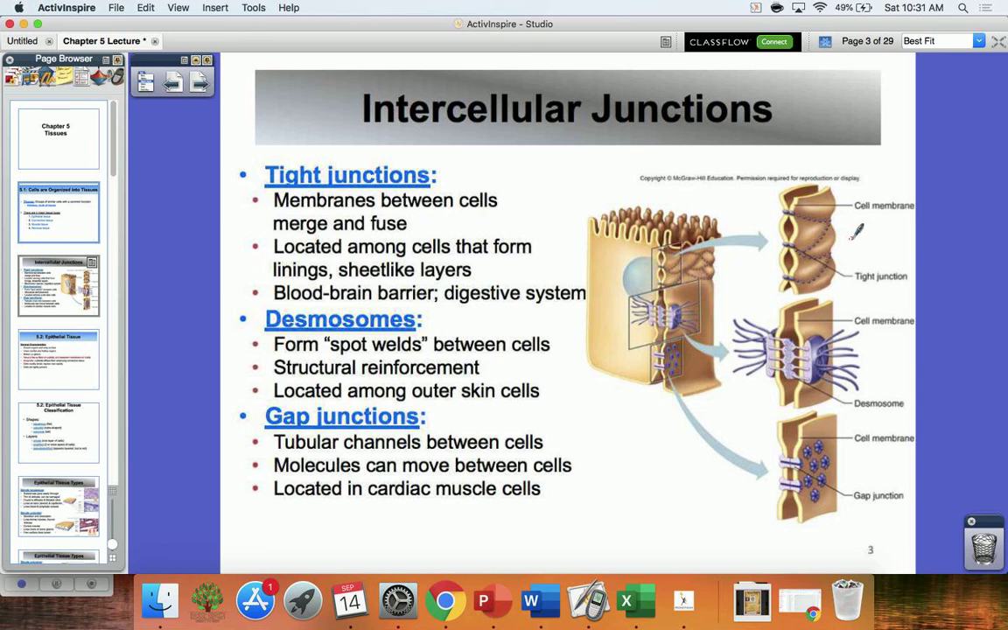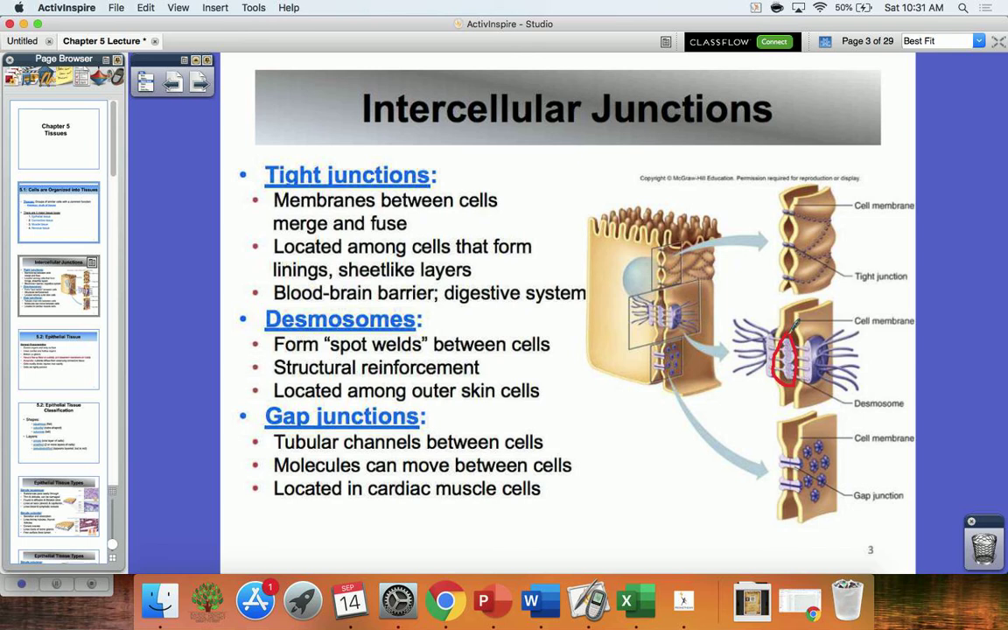And the second is desmosomes. Desmosomes are going to form what we call spot welds. And that's this structure right here. That's a spot weld. It's somewhat of a reinforcement, somewhat of a bridge between the two cells. They're still connected, but not where the membranes fuse together like tight junctions. And then we have gap junctions, kind of like when we're talking about gap channels within the cell membrane. Here we have channels that are between two cells to help them communicate between each other.